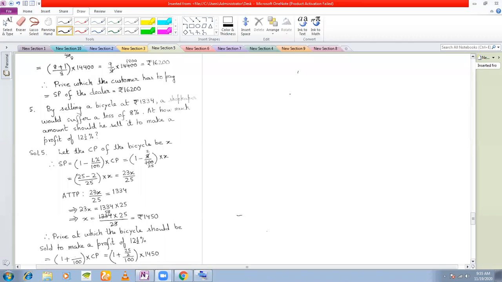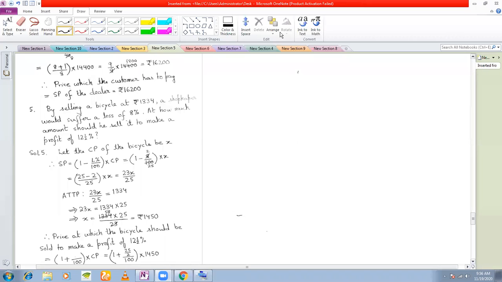There's one customer who comes to him and says that I will pay you only 1,334 for the bicycle. And this shopkeeper thinks that if I sell it to him for 1,334, then I'll be suffering a loss of 8%. That is what he thinks. Now another customer comes and says that I will give you a profit of 12.5%. Then he'll obviously sell it to the customer who's giving him a profit of 12.5%.